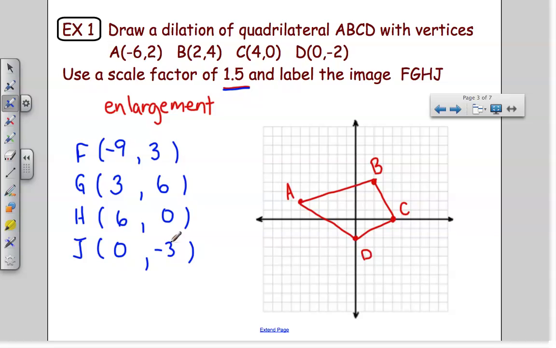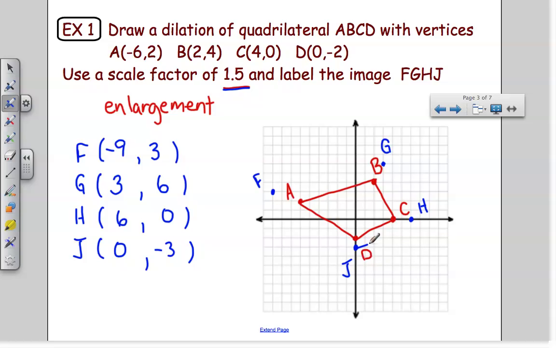So these would be my new points. It should be an enlargement. It should be further away from the origin with each of these. F is at negative 9, 3. G is at 3, 6. H is at 6, 0. And J is at 0, negative 3.